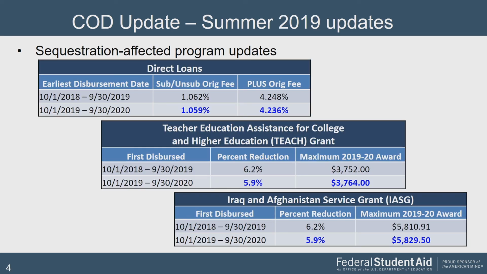So this slide may look familiar for anyone who came to the conference last year. But in terms of sequestration affected program updates, the origination fees for the subsidized direct loan and unsubsidized direct loan have a slight decrease. Then for TEACH grant and for Iraq and Afghanistan service grants, you'll see that there's a slight percent reduction.